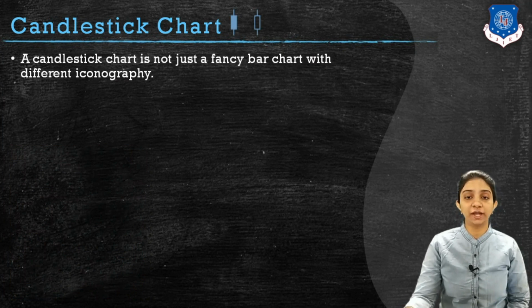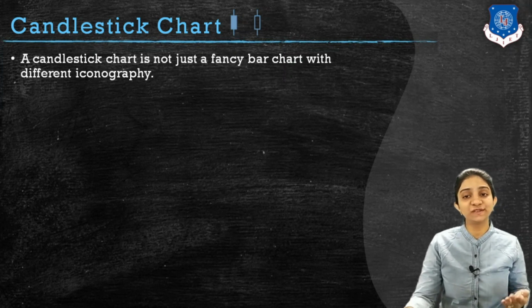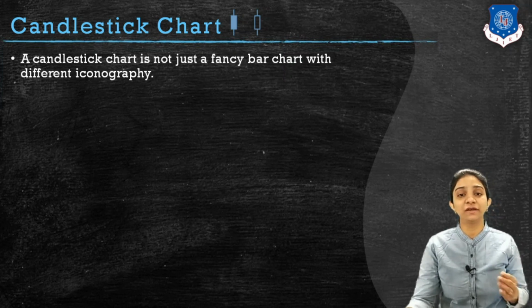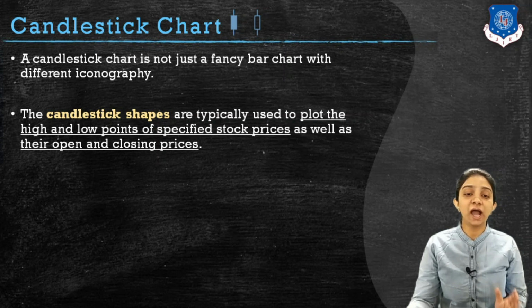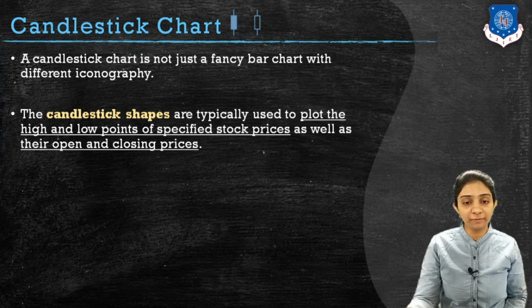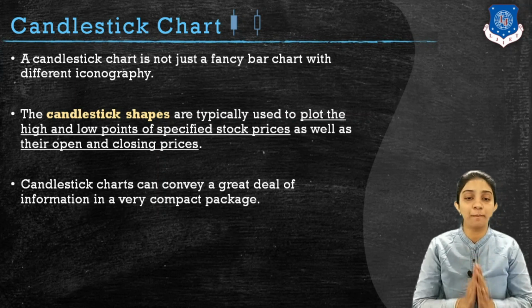A candlestick chart is not just a fancy bar chart with a different iconology. You might think that it is just a simple bar chart with some new type of bar, but candlestick chart is far different from our traditional bar chart. We use candlestick shapes to plot the high and low points, which specify the stock prices as well as opening and closing prices of the stock. Candlestick charts can convey a great deal of information in a very compact way.